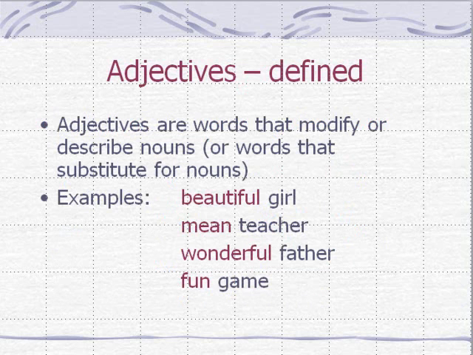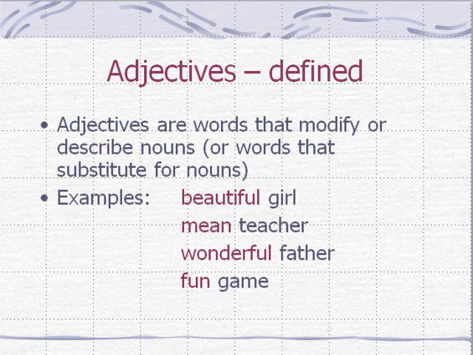The next 3 parts of speech that we'll review fit in one family, and that is modifier. Adjectives is the first of these groups, and the adjective is a word that modifies nouns. That's what it is. That's its definition, and that's what it does. It modifies nouns. We have several here on the page: beautiful girl, mean teacher, wonderful father, fun game.